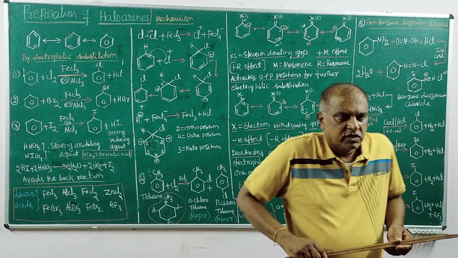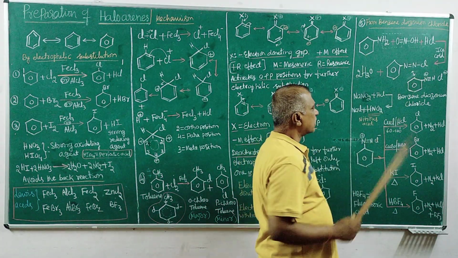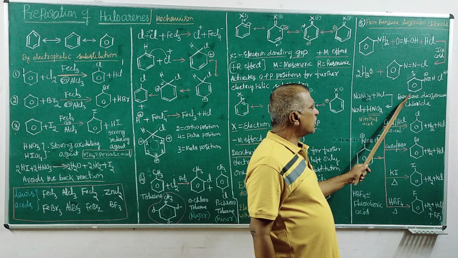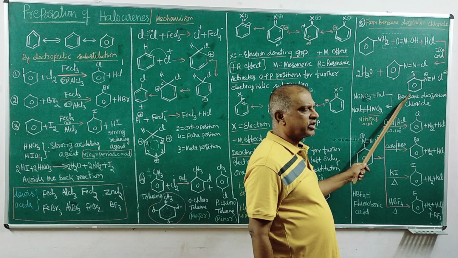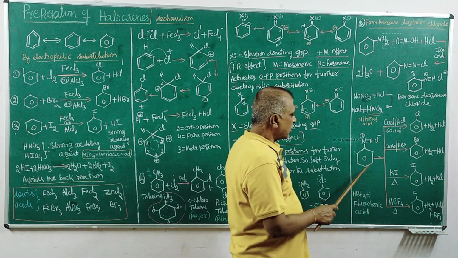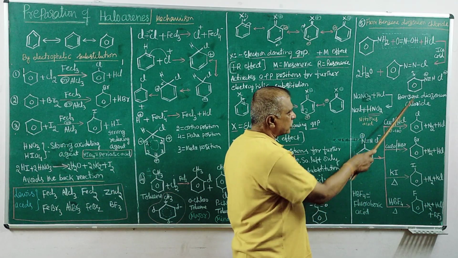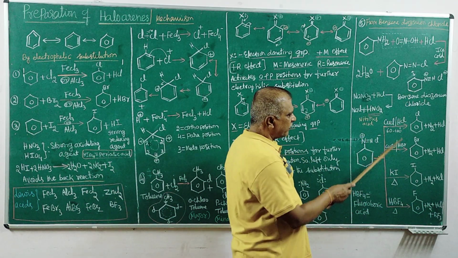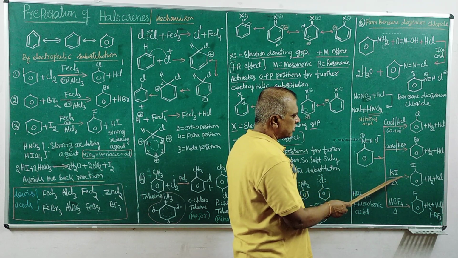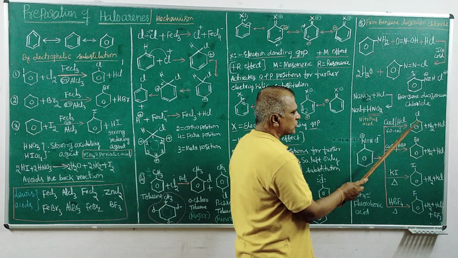Now, for the mechanism, let me talk about the mechanism of this in the next class. So using this compound, how are halogen derivatives prepared? We are using different reagents. This is a common one, benzene diazonium chloride salt. By different reagents, we get the different derivatives.